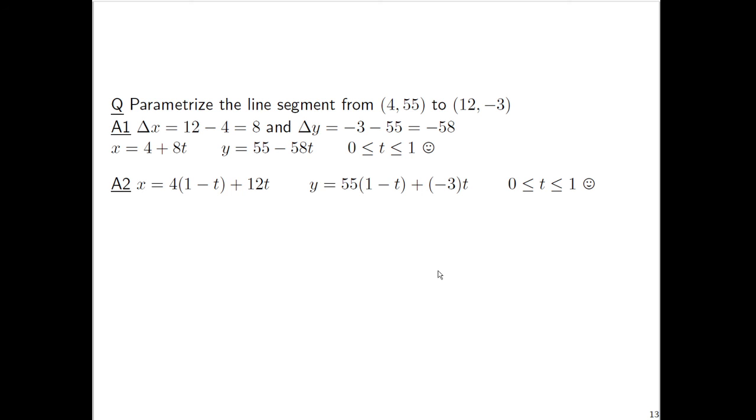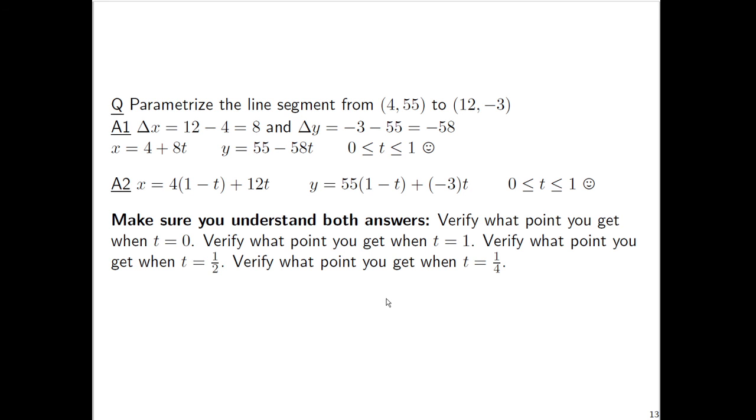A second answer is that tug-of-war style answer. It looks like this. I know that these two answers rather look a bit different, but if you were to distribute the 4 here and distribute the 55 and simplify and so on, you'd see that these really are in fact the same. So please make sure that you understand both answers.